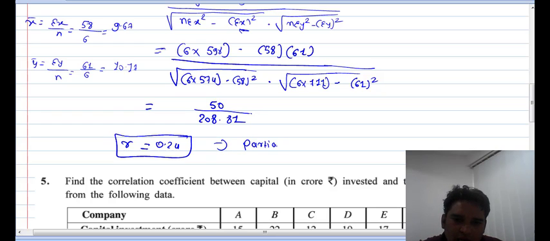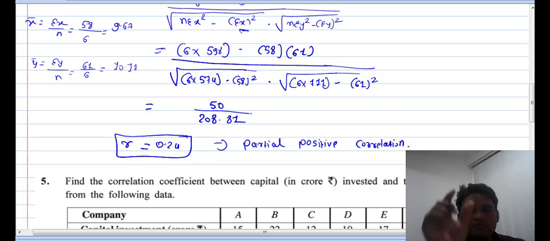Partial positive correlation, right? Partial positive correlation. Whenever your answer comes greater than 0 but less than 1, it's a partial positive correlation, right? I have explained this. Okay, so you have to write this.